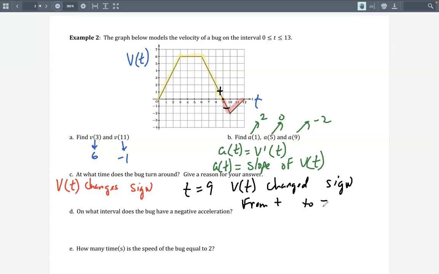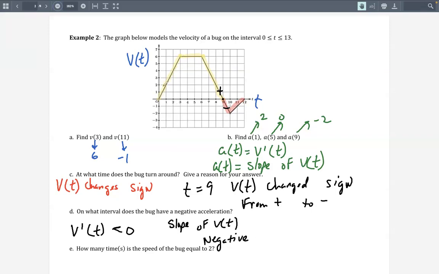All right. Okay, next, on what interval does the bug have negative acceleration? Well, acceleration is the derivative of velocity. So negative acceleration, we're looking for where v prime of t is negative or less than 0. So one way to think about this is if we're looking at the graph of velocity, acceleration is the slope. So we're looking for where is the slope of v negative. Okay, that's what we're looking for. Where is the slope of v negative? Okay, so we'll look on our graph. Where is the slope negative?